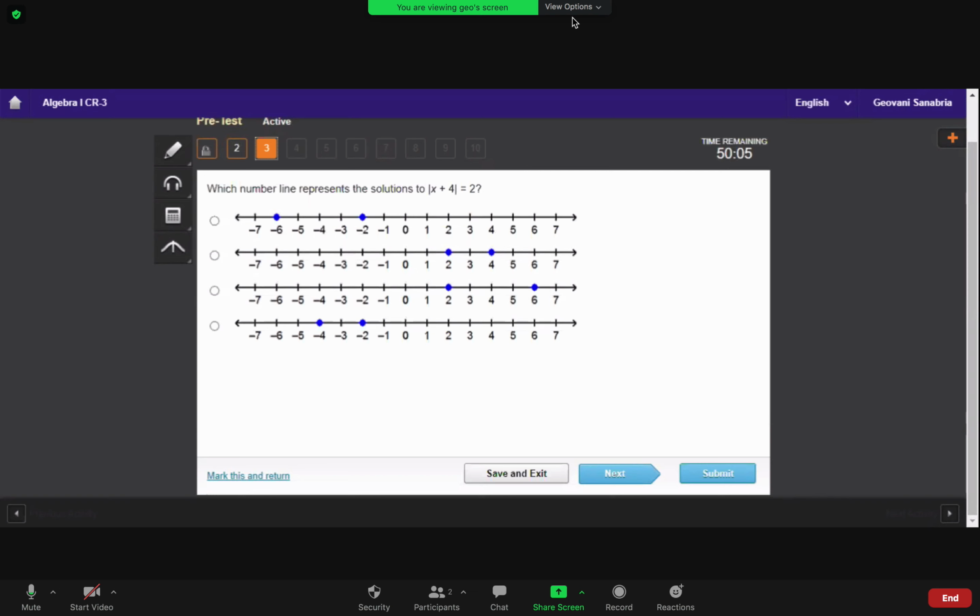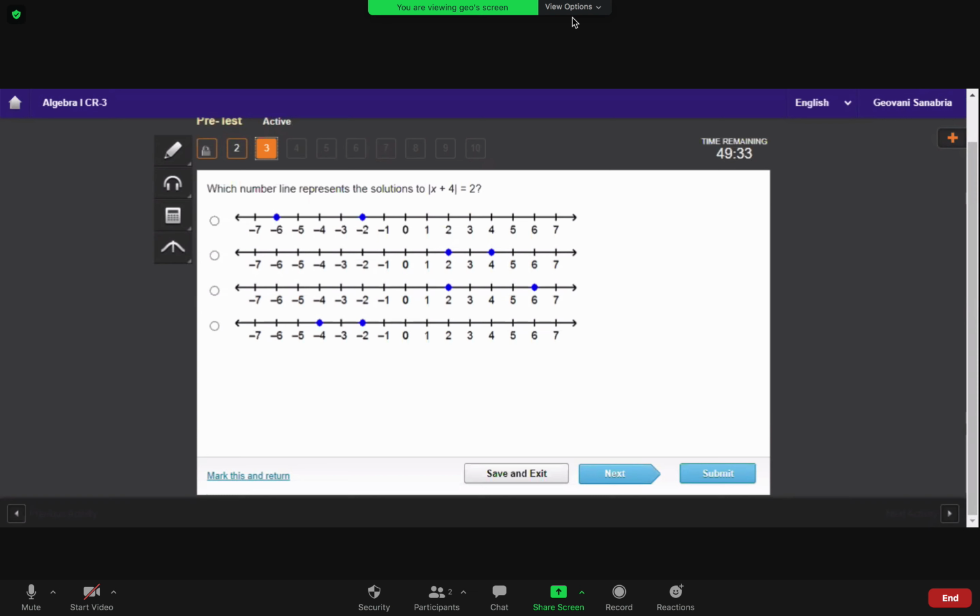Which number line represents the solution? You see the first number line? It's telling you two answers. Negative 6, you can try and plug that in, and negative 2, you can try and plug that in, and see if you get 2 in the equation. It's just telling you two answers, two points, that you can plug in.